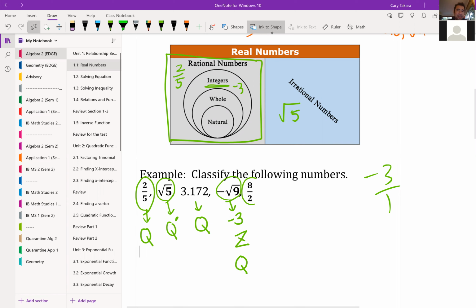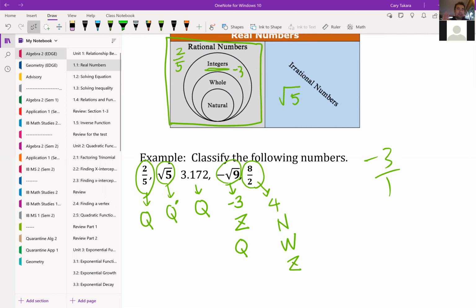Last number, 8 over 2. How would you classify that? Again, anytime you can simplify, you are going to simplify first. What is the 8 over 2? Isn't that 4? Thank you, Haley. That's a 4. Now, what is a 4? Is 4 a natural number? Yes. Okay. Is a 4 a whole number? Yes. Is a 4 an integer? Yes.